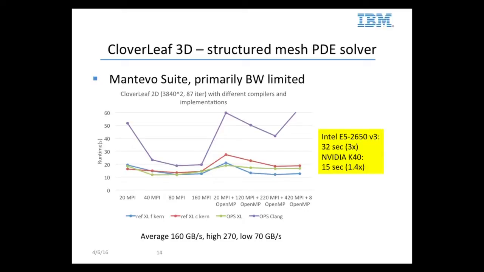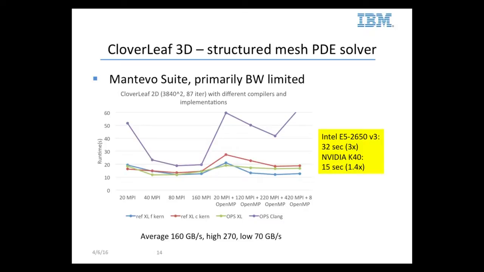And we can see that, again, we get best performance around SMT2 or SMT4. And actually, we get a sustained bandwidth on average of 160 gigabytes a second, which is pretty good. On simpler kernels, we get 270. On more computationally complex and more latency-bound kernels, we only get 70 gigabytes a second, but on average, it's 160.